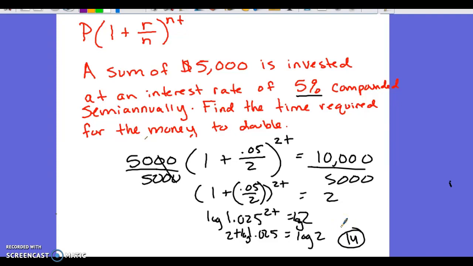Make sure that your answer makes sense, okay? If I'm going to get my money to double on a low rate like that in a short amount of time, something's probably not right. 14 years is kind of a long time to watch it double, but it wasn't that much money to start with in the beginning, okay?